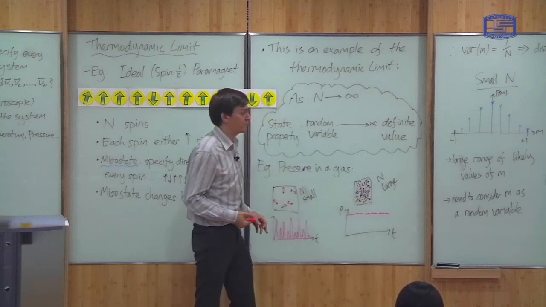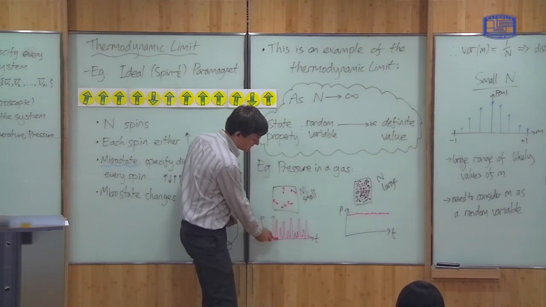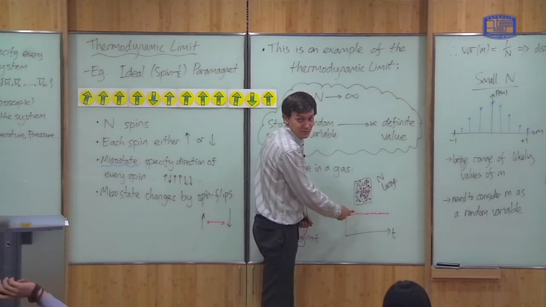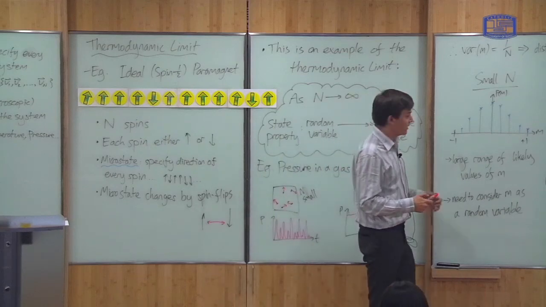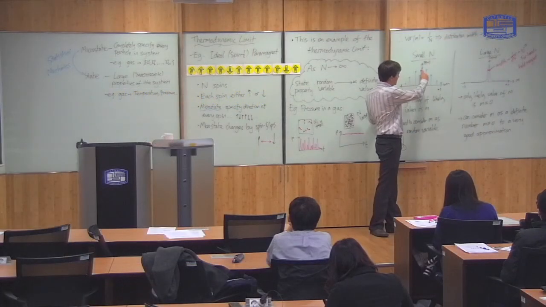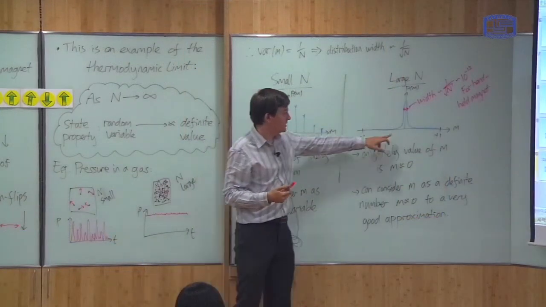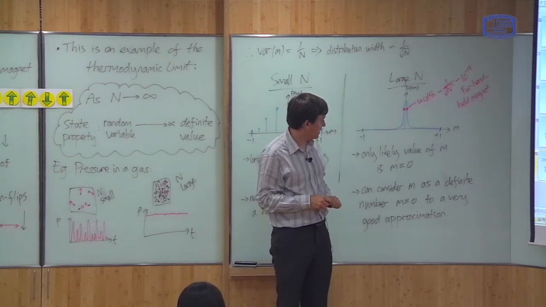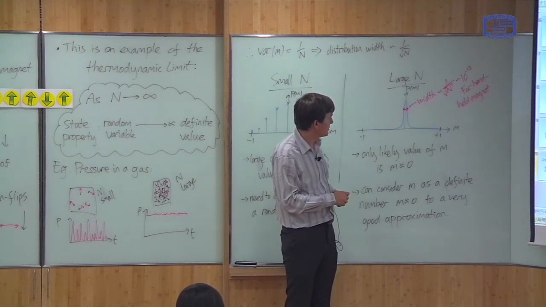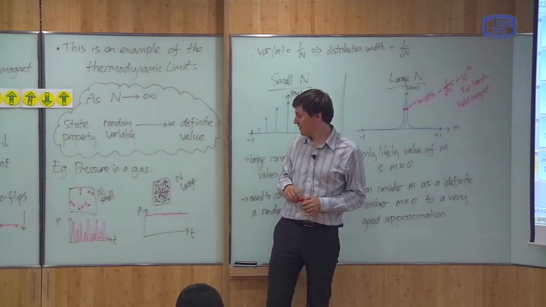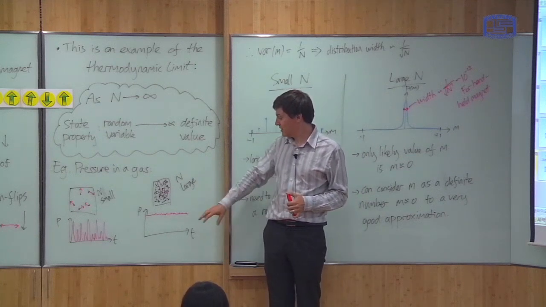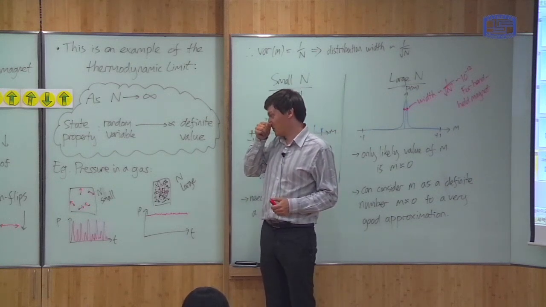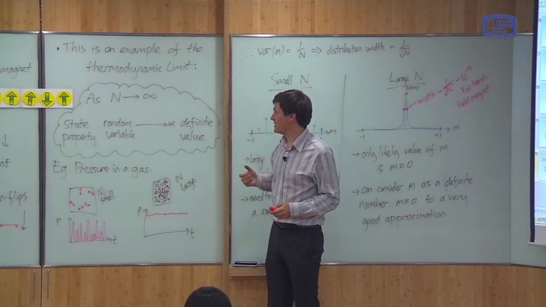Now, this is another example of a thermodynamic limit. For small n, it's a complicated random function. But for large n, it's approximately constant. And this is exactly the same behavior we saw in the paramagnet. For small m, it has a range of possible values, but for large m, it takes on a definite value. So this is the key to the thermodynamic limit. If the number of particles is large, then the state properties can be described as approximately definite numbers, when in fact they are really probabilities depending upon the microstate.